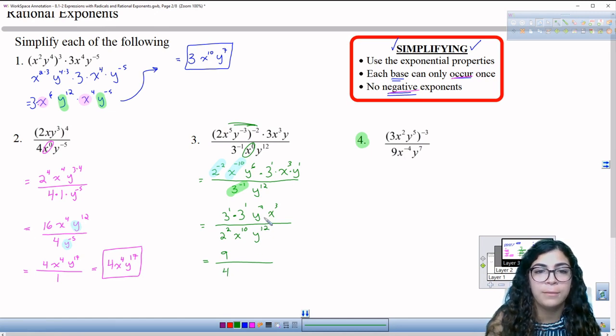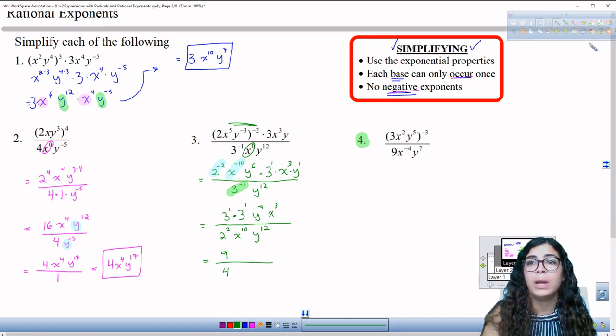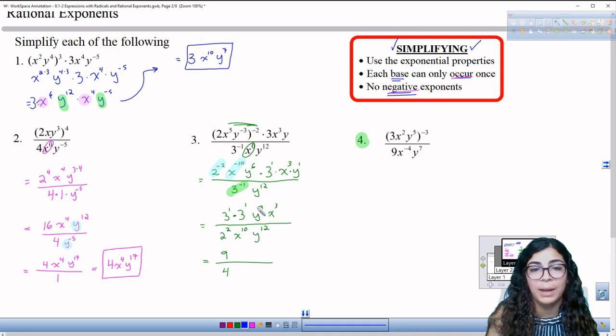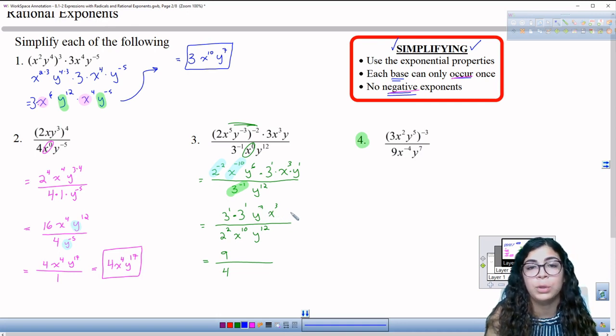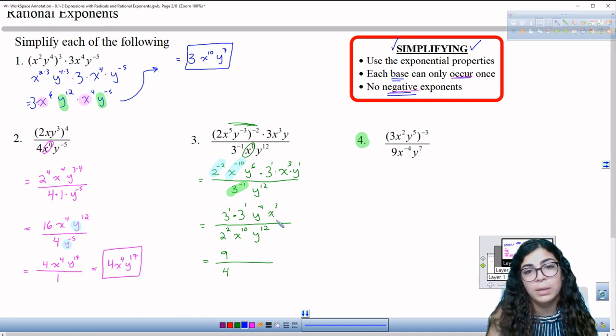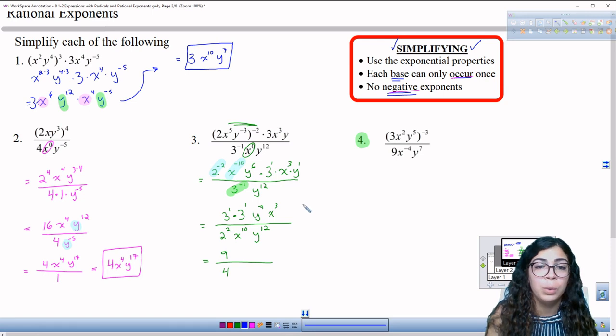And I have multiple bases, okay, with y and multiple bases with x. Now, another tip that you can do, I can do 7 minus 12, which will give me negative 5. So that would be y to the power negative 5 in the numerator. And I could do x to the power 3 minus 10, which is negative 7, and that would be x to the power negative 7 in the numerator.